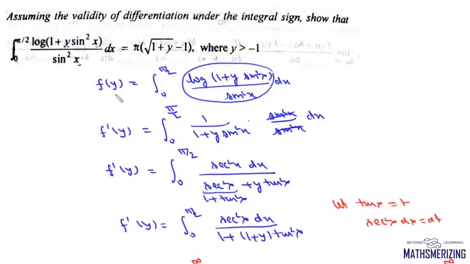Now we look at the question again. We are given f(y) equals integral of log(1 plus y sine square x) upon sine square x. If we put y as 0, then this integral will be from 0 to pi by 2 of log 1, and log 1 is 0, into dx, which is 0. So we are getting this condition that when y is 0, the value of f is also 0.